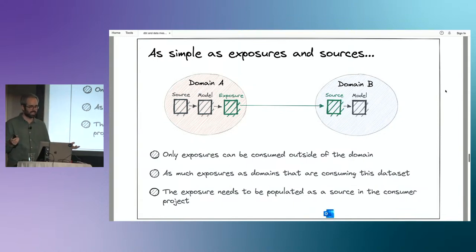So, some rules of the game. Only exposures can be consumed outside of the domain. Why is this important? Because otherwise this doesn't work. There's no data contract if you don't define an exposure to clarify what can be consumed outside of the domain. As many exposures as domains that are consuming this data set. What does this mean? If you also have domain C that wants to consume this same model from domain A, you need to define another exposure, because a contract is defined with a source and exposure pair. And the third point is that the exposure needs to be populated as a source in the consumer project. What this means is that you need to complete the contract, so that you are exposing something, but you need to indicate in this source where you're pointing to.